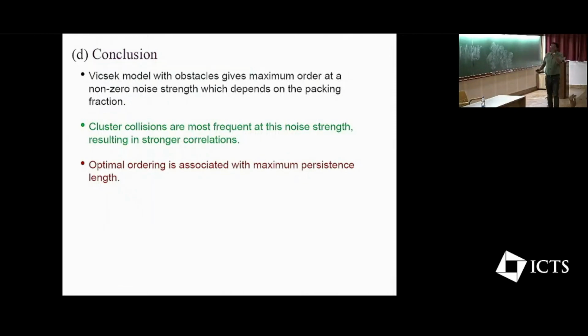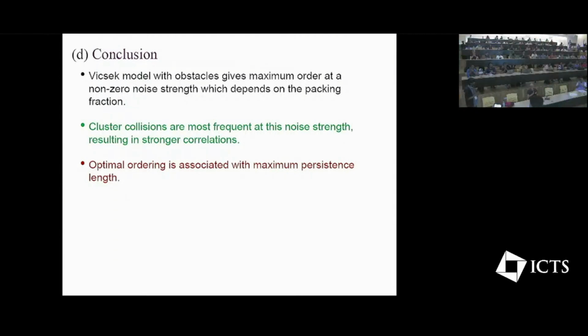And again, that's essentially the same statement as the green one, that the maximum order is associated with the maximum persistence length or the persistence time. So the autocorrelation decays slowest at a non-zero value of noise for the Vicsek model with obstacles. Okay, let me end here. Maybe quick questions.